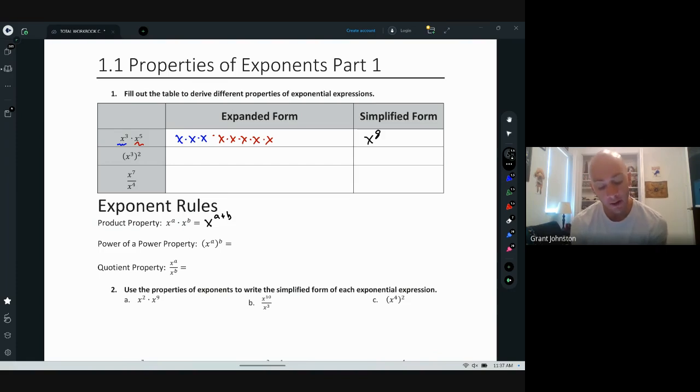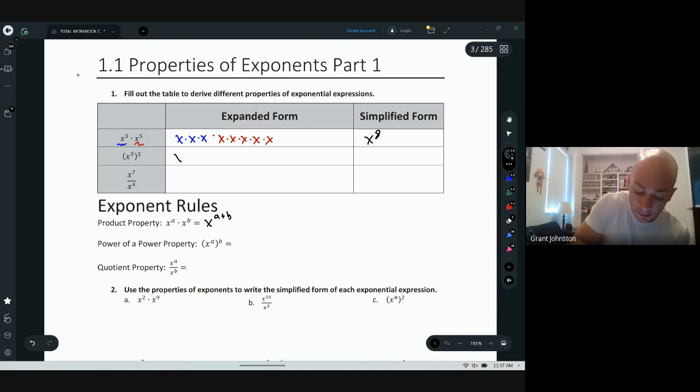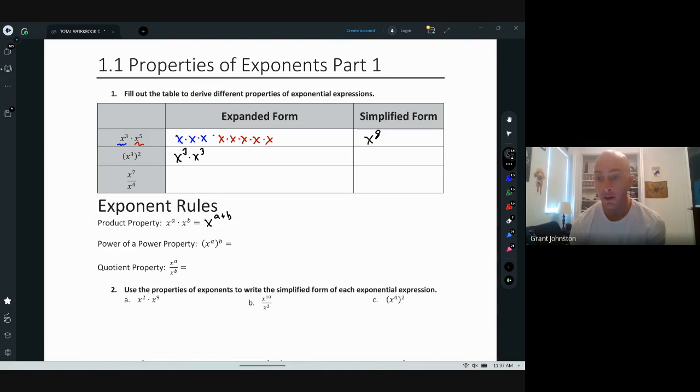So let's look at the second rule. So I have x to the third to the second. Well, x to the third to the second means an x to the third times another x to the third, because it's to the second power. I mean, we could expand this out even farther and say, okay, this is x times x times x, and then times another x times x times x, 3 of them, which would give us 6. So the simplified form is x to the 6.